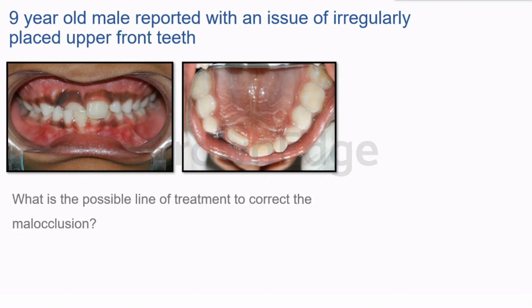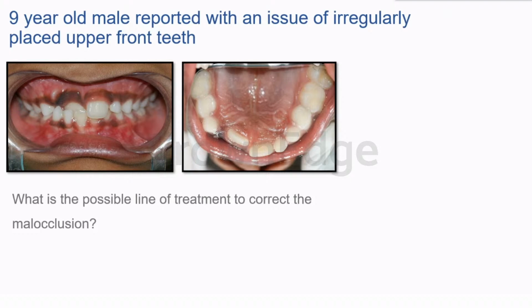Yes. For the previous question, an open coil space regainer will be given. Yes. So in this image, what will you be seeing? What are you seeing in this image? Can you name the malocclusion that has happened here in this region? What has happened here? Is anybody able to identify that?